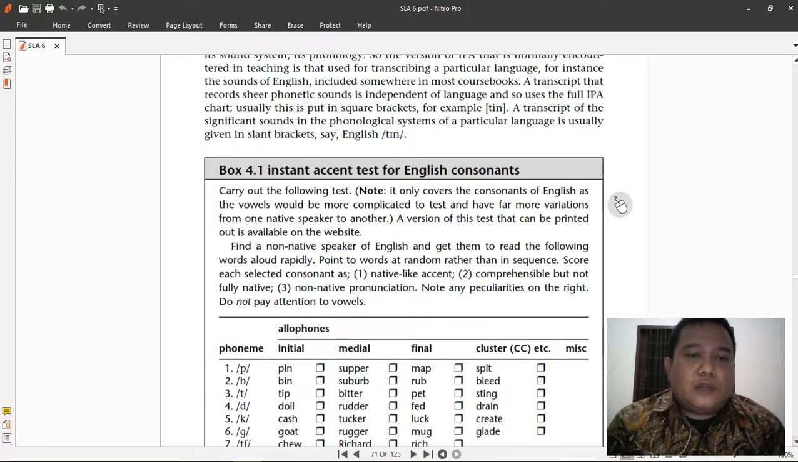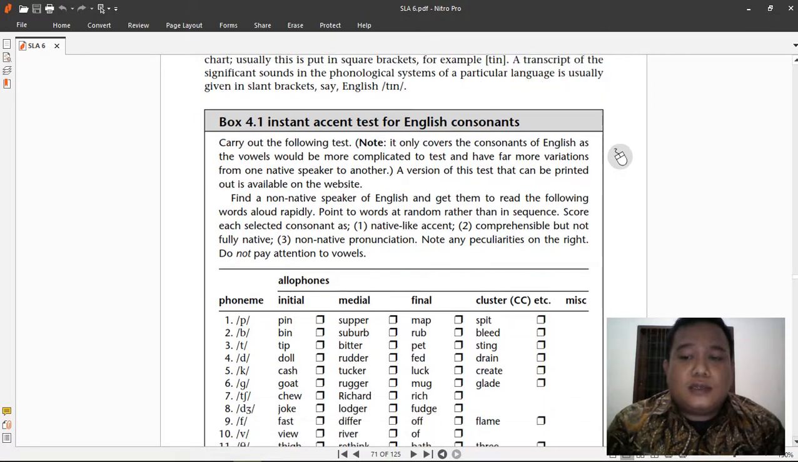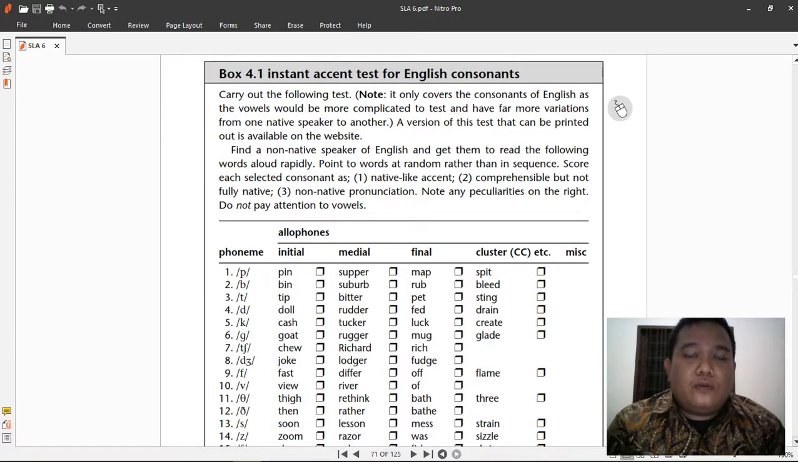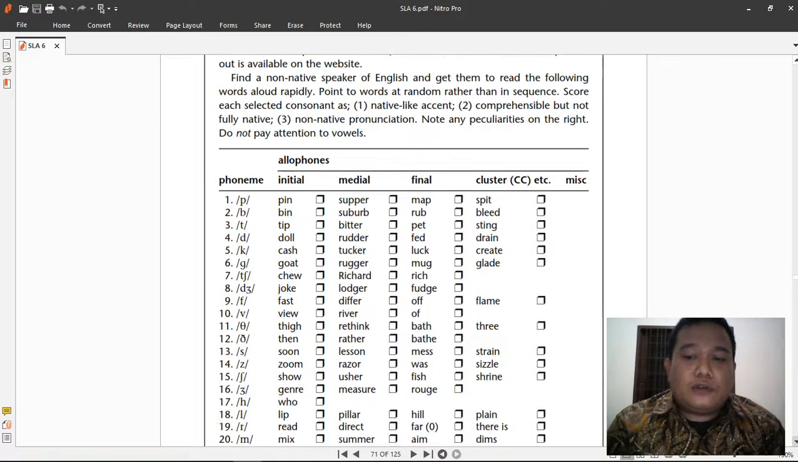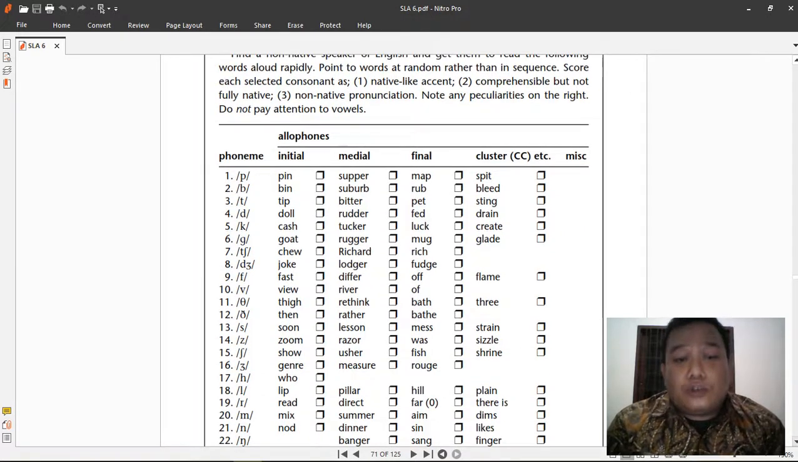Okay, so take a look at this box 4.1, instant accent test for English consonants. I hope all of you are able to pronounce all of these sounds since you're going to be a teacher, right? An English teacher must be able to produce these sounds.